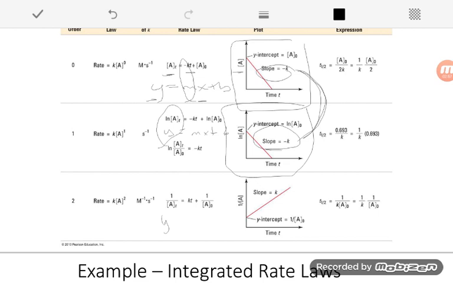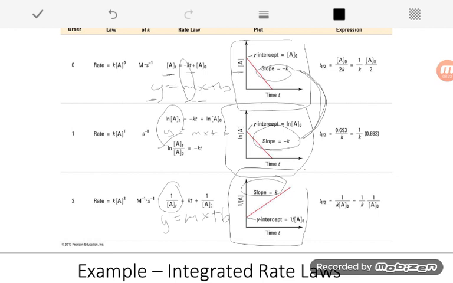Same thing for a second order. I can still look at it as y equals mx plus b, but now it's 1 over concentration. So same thing, I would take my data, and then before I made my graph, I would take 1 over the concentration, plug that into my calculator, and I could make this graph right here. And once again, the slope gives me my rate constant. So this is just another way to get out my rate constant by taking data in the lab.